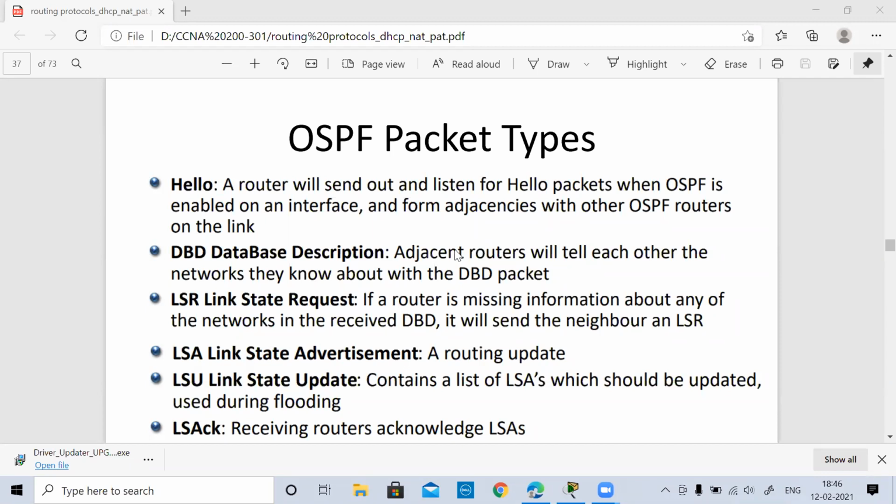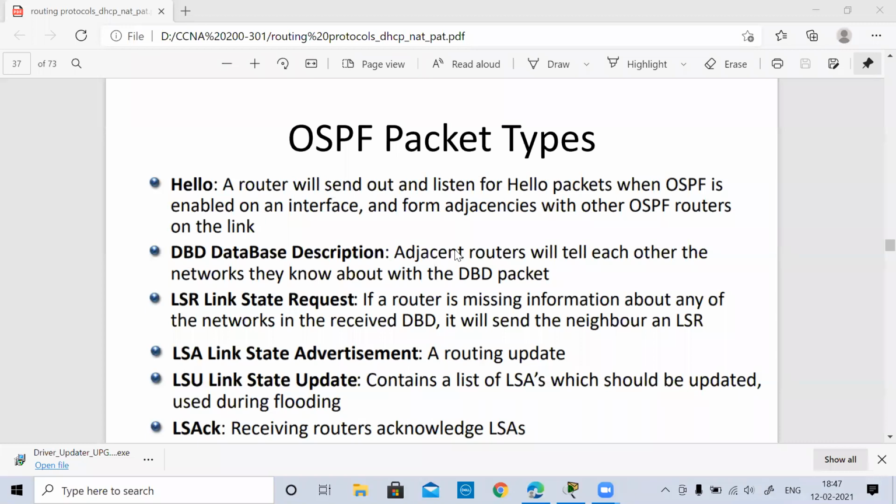Whenever you write the command router OSPF, basically the hello packets are started. That is enabled on the interface and then they form adjacency with the other OSPF routers on the link. Next is the database. The adjacent routers will tell each other by exchanging this database. They will tell that this is the topology table which I have.